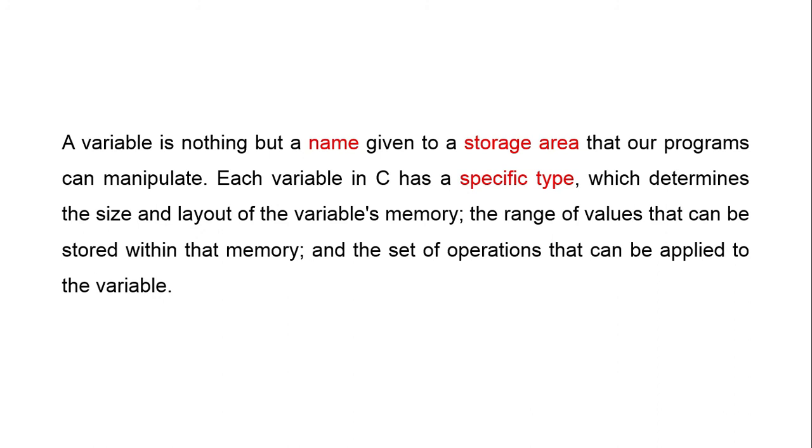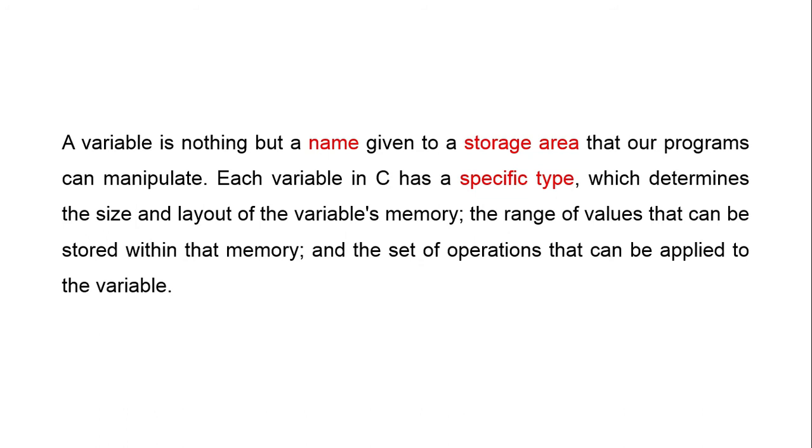Both are the same, identifier and variables. A variable represents a particular letter or a particular value of a memory location. What the variable is going to store in the memory represents the variable's role in the C program. A variable is nothing but a name given to the storage area that our programs can manipulate.